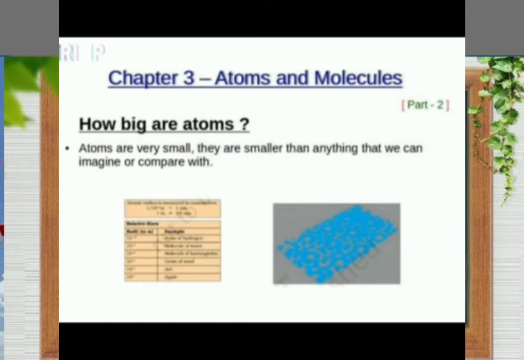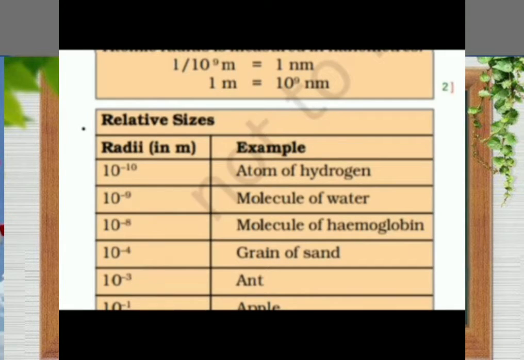Next, how big are atoms? Atoms are very small. They are smaller than anything that we can imagine or compare. We can't see atoms with our naked eyes. And atomic radius is measured in nanometers.